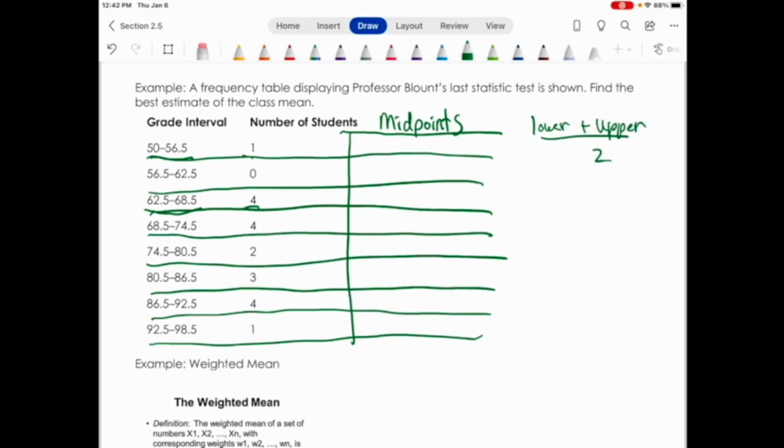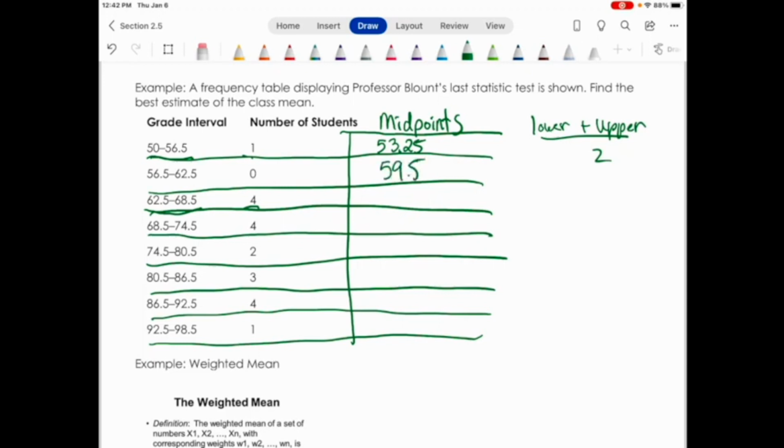That will give you the midpoint. So in this first interval, my lower bound is 50, my upper bound is 56.5. I'm going to add those together and divide by 2, and I'm going to get that the midpoint is 53.25. And then I'm just going to do that for each of these intervals.